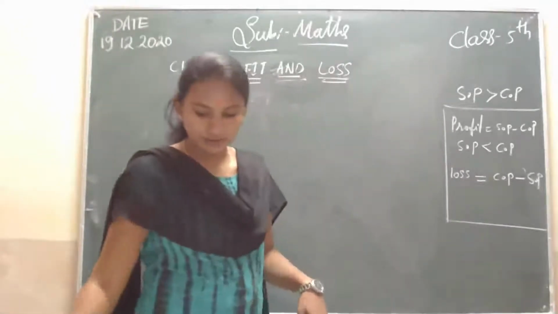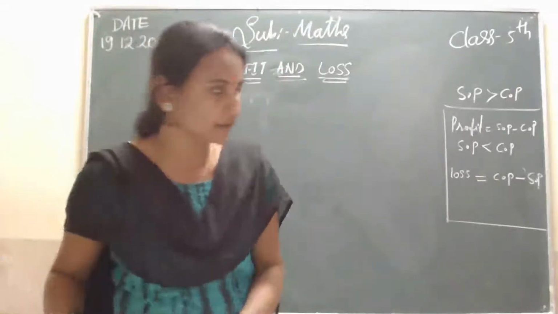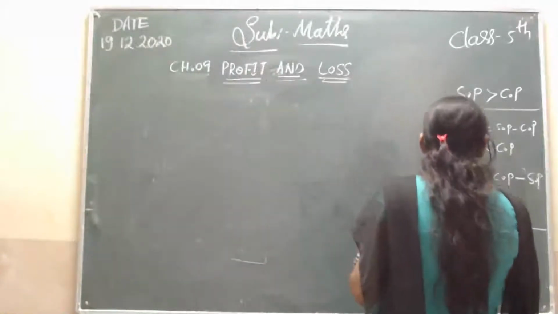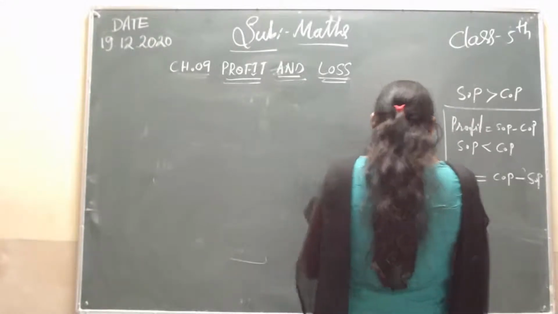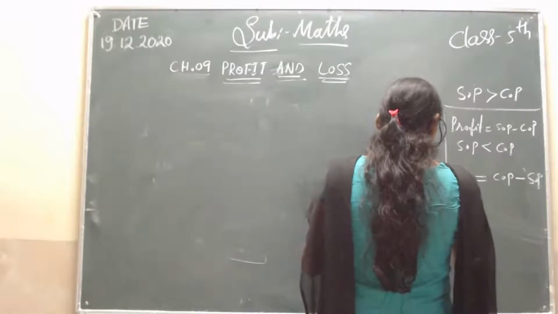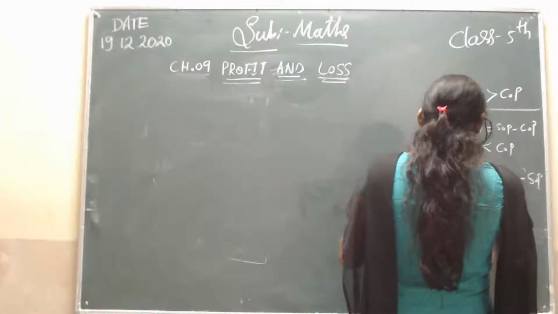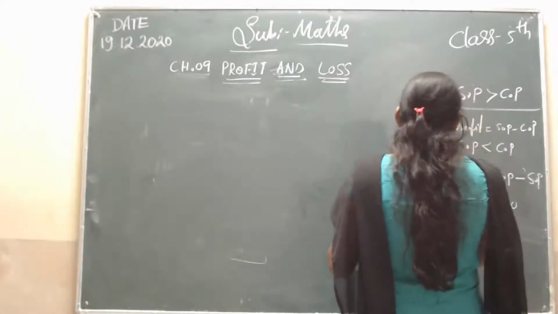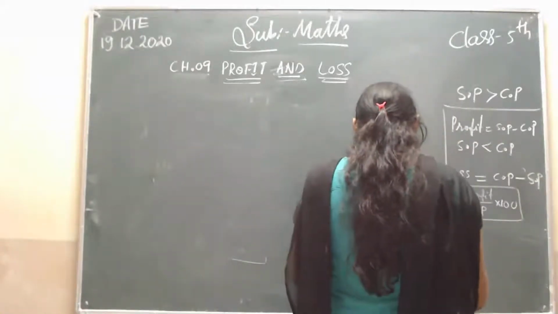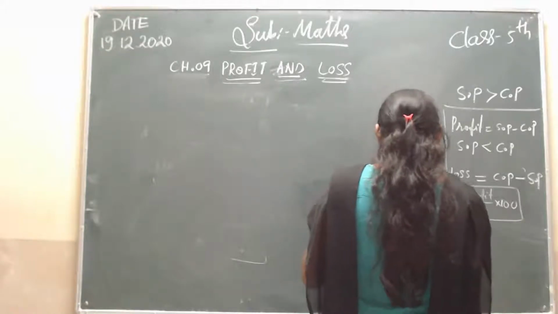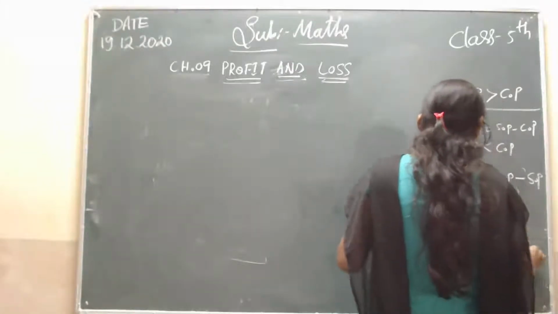Students, again two formulas you have to recall. The profit percentage is equal to the profit by CP into 100. Next, that is a loss. The loss percentage is equal to the loss by CP, means in cost price. So this formula we have to apply.